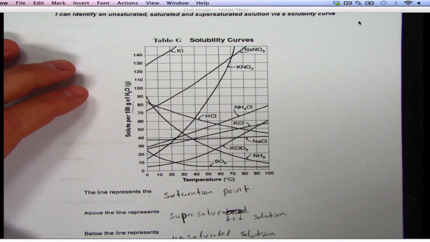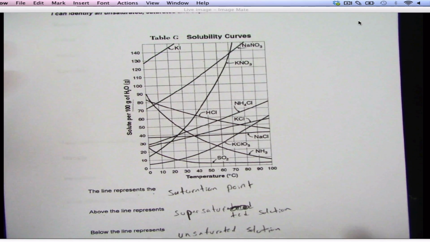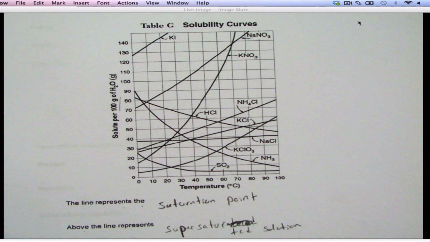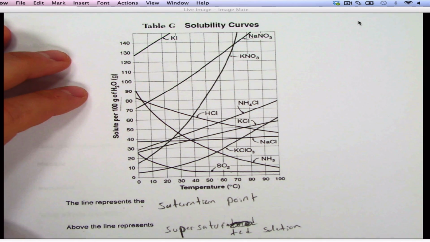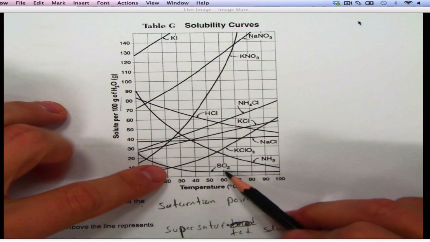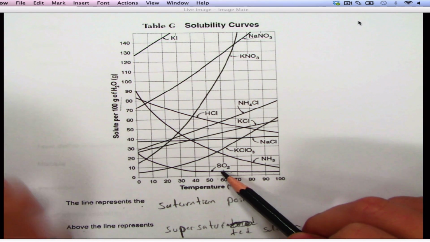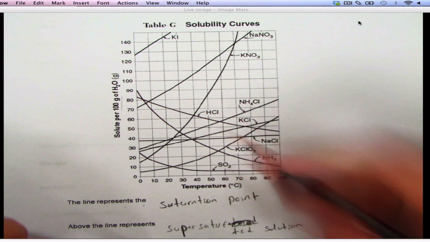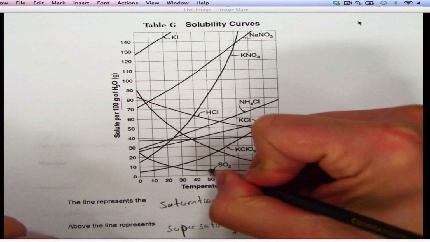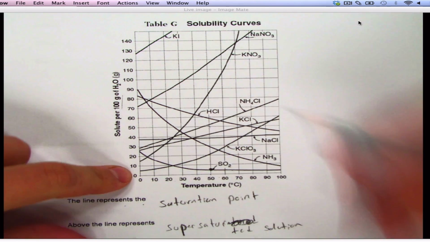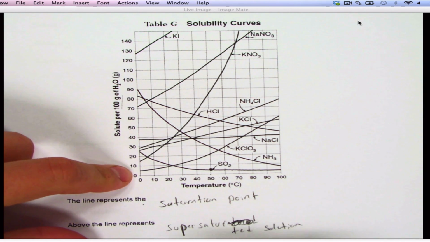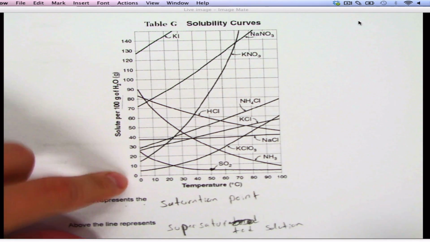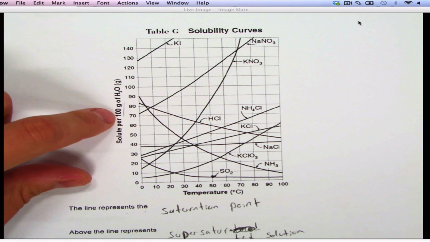It's cool. So here's how it works out. You look at this graph. We're looking at the SO2, so let's look at SO2 here. Here's the line for SO2. At 50 degrees, go here. I know that I can dissolve about 5 grams in 100 grams of water, because this graph is set to 100 grams of water.